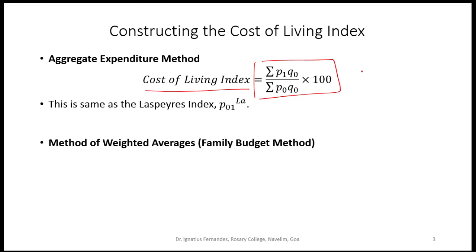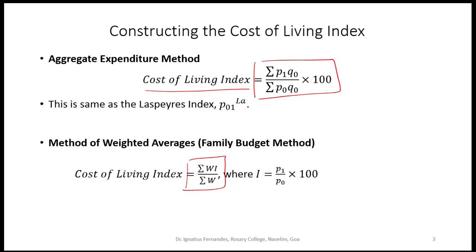In case the data is given in terms of prices and weights, or only prices, then we use the method of weighted averages, which is also referred to as the family budget method. It is given by summation WI upon summation W, where W are the weights and I are the price relatives, that is, the index for that particular year with respect to some base year. If you recall, this is the second method that we have discussed for constructing index numbers, so it is the same formula that we are using again here.